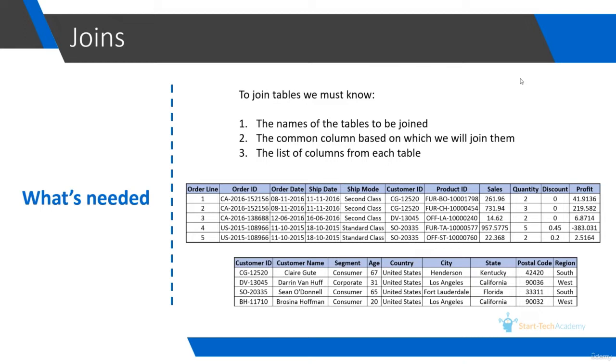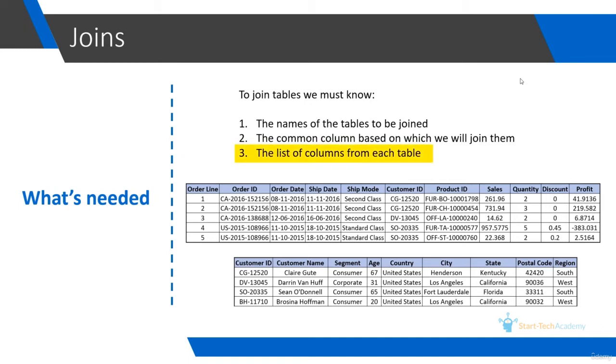Now let us see what we need to know so that we can create joint data from two tables. First, we need to know the name of the tables that we want to join. For simplicity's sake, let's say we are joining only two tables, so we need to know the name of these two tables. So this is our sales table and this one is our customers table. Next, we need to know the common column based on which we will join these two tables. For example, here the common column was customer ID.